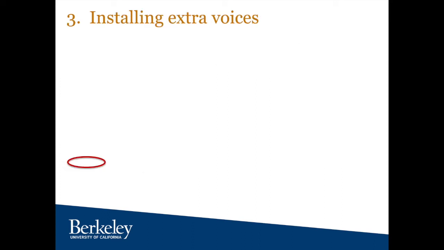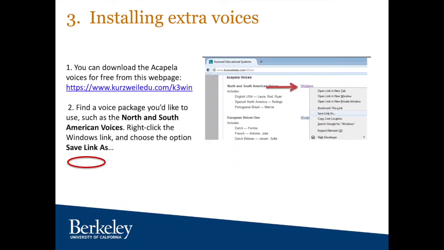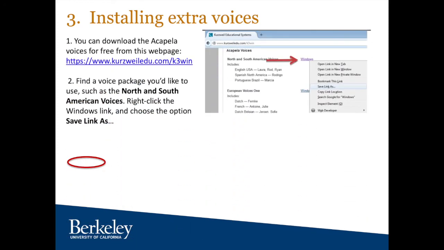Installing extra voices. You can download the Acapella voices from the same Kurzweil website. The link is in the description box below. Find a voice package that you'd like to use, such as the North American and South American voices. Right-click the Windows link and choose the option Save Link As.